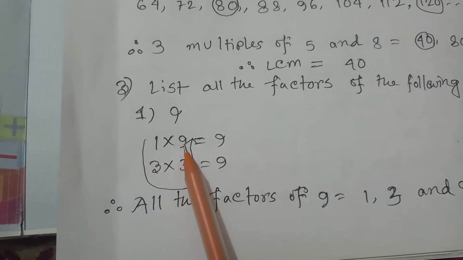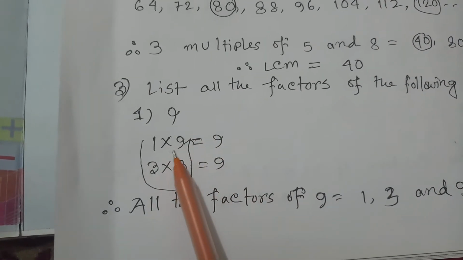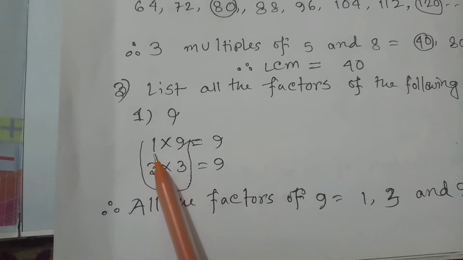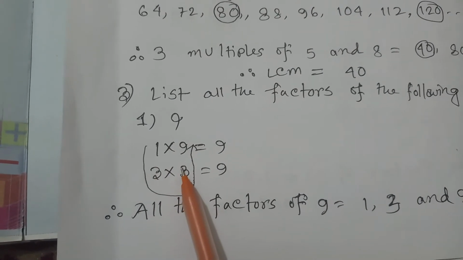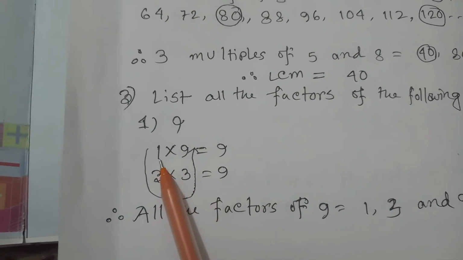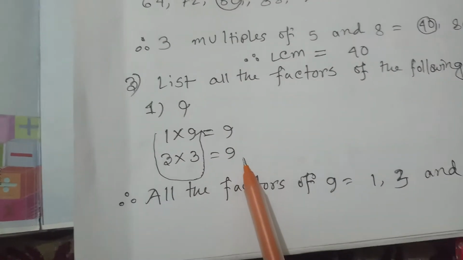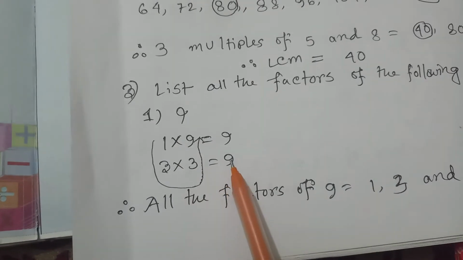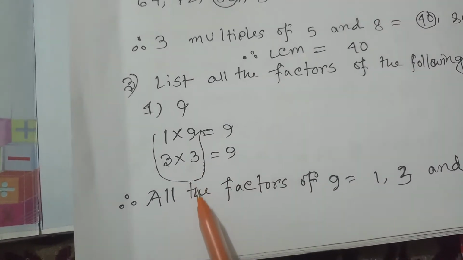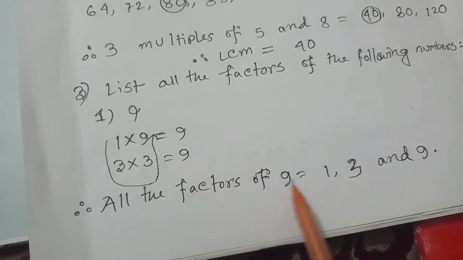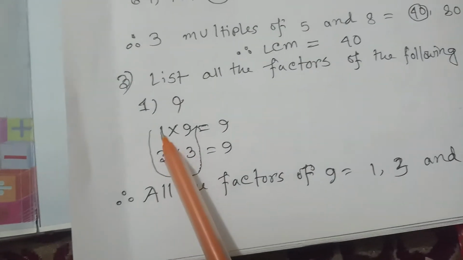So 1 multiplied by 9 equals 9. We divided 9 by 1. We divided 9 by 3. So 1 multiplied by 9 equals 9, and 3 multiplied by 3 equals 9, because we divided 9 by 3. So all the factors of 9 are 1, 3, and 9.